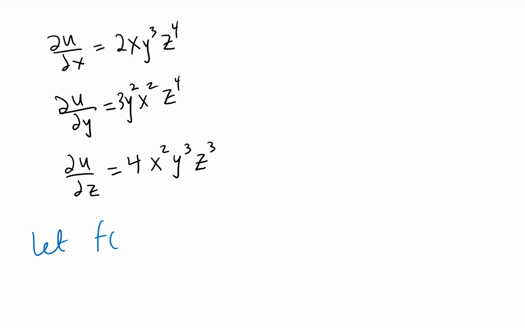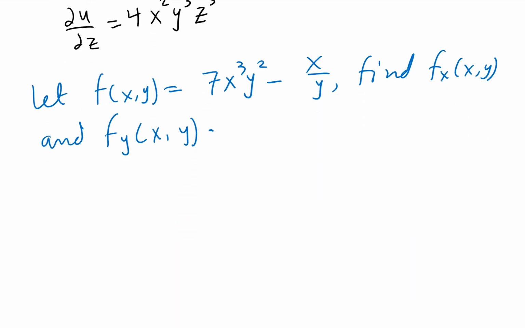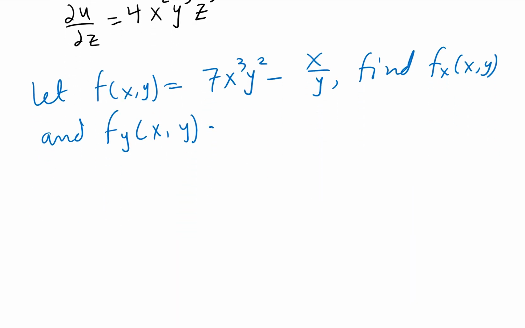Let f of x, y be 7x cubed y squared minus x over y. Find f sub x of x, y and f sub y of x, y. Okay, we can go over this one. So we need to find f sub x first.